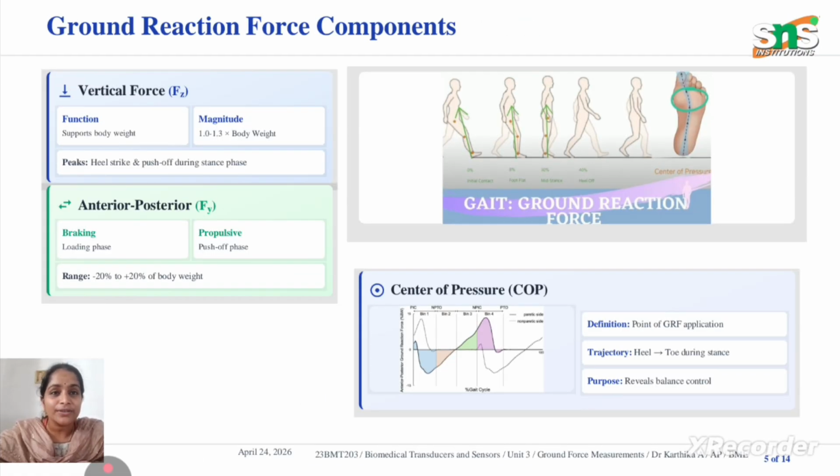Here are the ground reaction force components, which involve vertical force Fz, anterior-posterior force Fy, and center of pressure, COP. The definition is the point of GRF application, and the trajectory is heel to toe during stance. The purpose is that it reveals balance control.